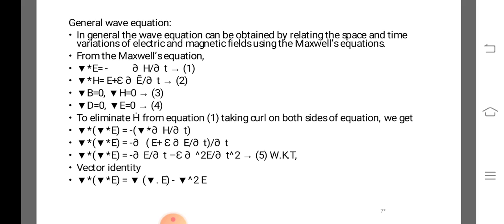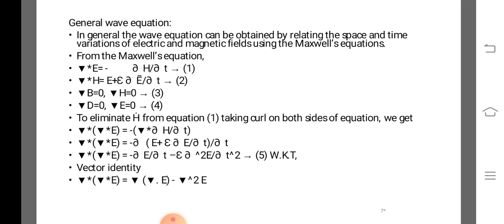From Maxwell's equations, del cross E equal to minus mu dou H by dou t. This is called the first equation in the sense of electromagnetic field. Then the second equation: del cross H equal to sigma E plus epsilon dou E by dou t. The third and fourth equations are del cross B equal to 0, del dot H equal to 0, del dot D equal to 0, del dot E equal to 0.